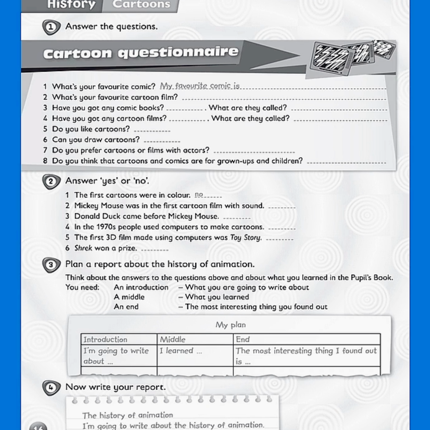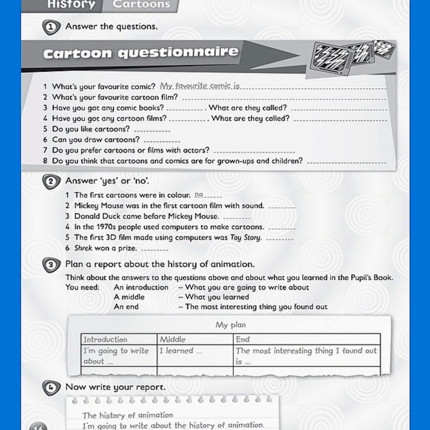Go ahead and take your notebook and put this entry, Section 3, plan a report about the history of animations, in your notebooks. I look forward to seeing everyone's writings. Section 4. Now write your report. Again, this is done in your notebook. An example here, the history of animation. I'm going to write about the history of animation. Continue with this. This is also the same as exercise 3.